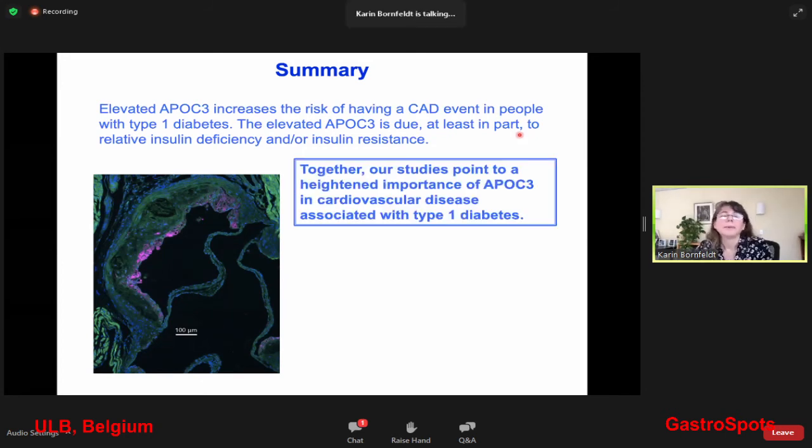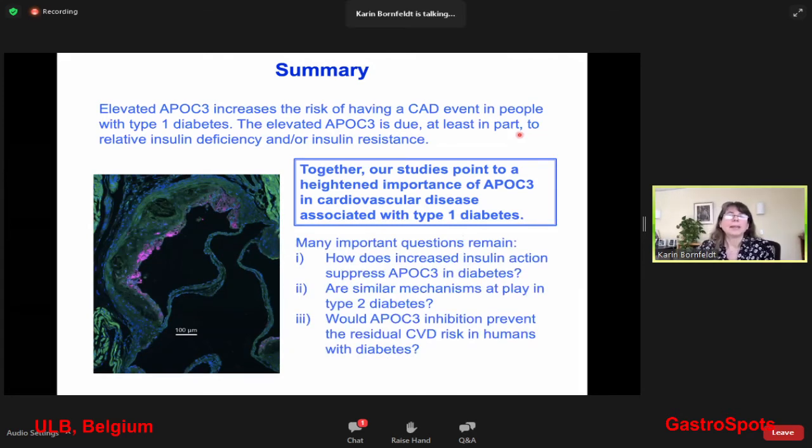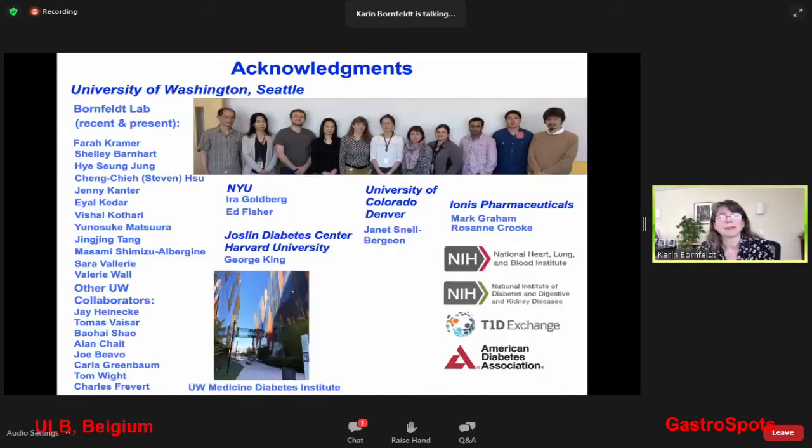So together, we think these studies point to a heightened importance of ApoC3 in cardiovascular disease associated with type 1 diabetes. But many important questions remain, of course. For example, what is the mechanism? How does insulin action suppress ApoC3 in diabetes? Are similar mechanisms at play in type 2 diabetes? Very important question. And perhaps most important of all, would ApoC3 inhibition prevent the residual cardiovascular disease risk in humans with diabetes?